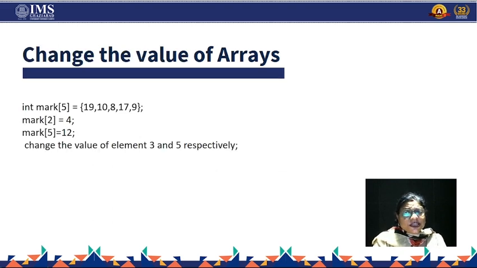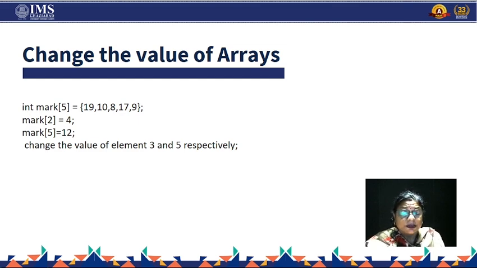Now, the question arises, can we change the value of an array? Yes, we can. It's very simple. As we can randomly access my array element, I'll just assign the new value into the particular index number. That is going to change the value of an array. Like at the mark[2] position, it consists of 8, and if we assign the value 4, now it consists of 19, 10, 4, 17, and 9.